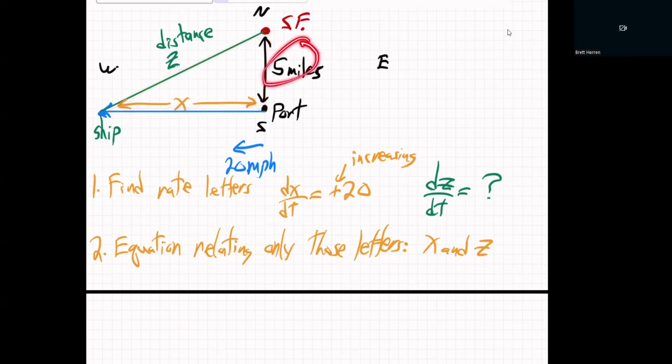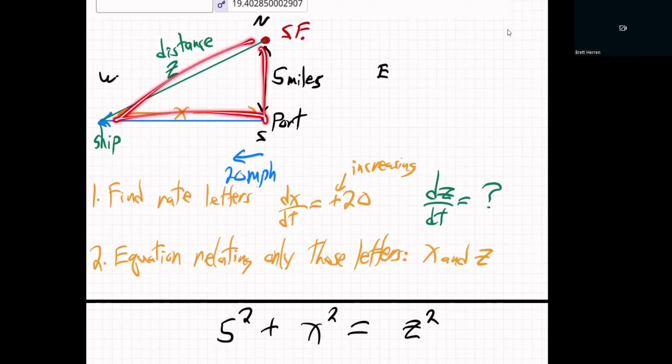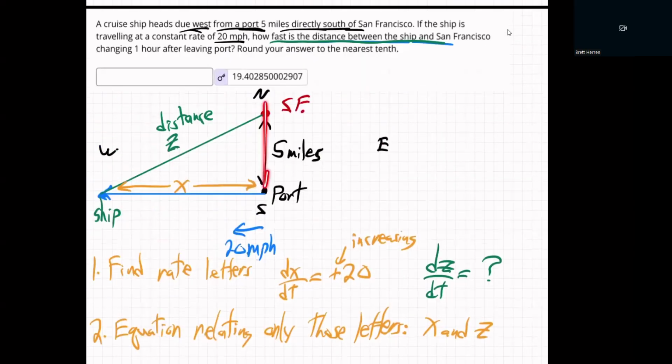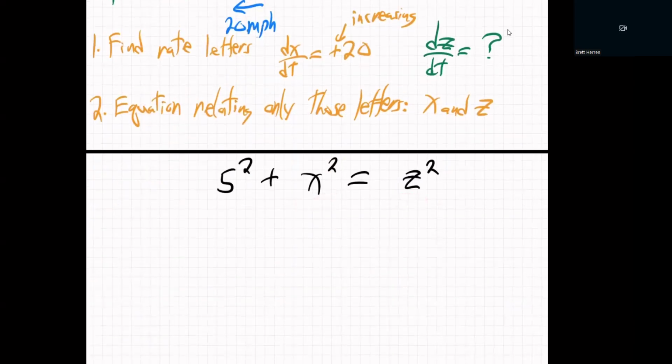Now you might wonder, can we put in a 5? Yeah, because that 5 is always 5. That's not changing, right? That's just how far the port is from San Francisco. The port's not moving. San Francisco's not moving, right? 5 miles, period. So there's our equation. Just Pythagorean theorem, X squared plus Y squared is Z squared, except this is a 5. It's not Y. Don't put a Y in there because it doesn't need a variable. It's not varying. It's always just 5. The port is 5 miles from San Francisco and it's not moving. So we only have an equation with those two letters and then numbers.